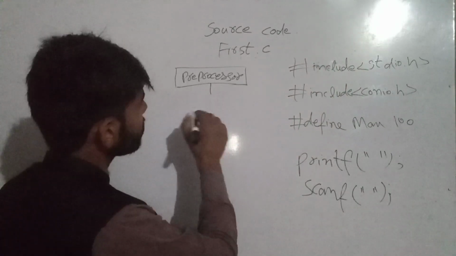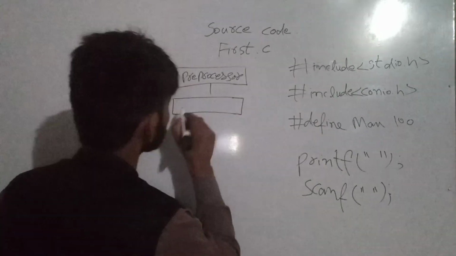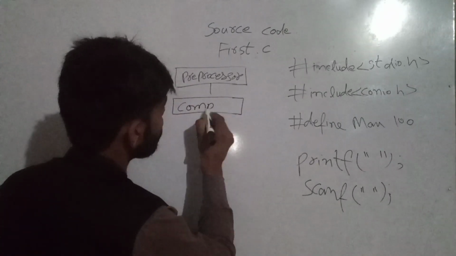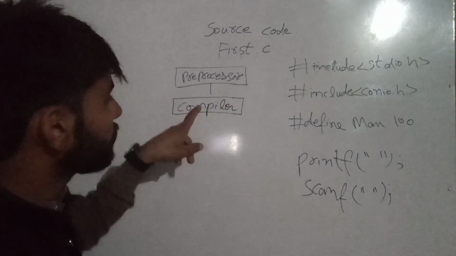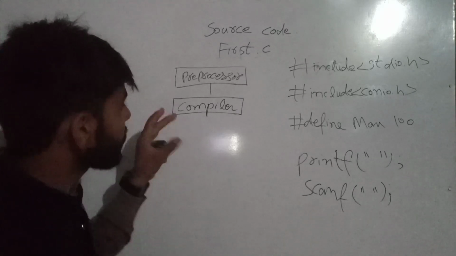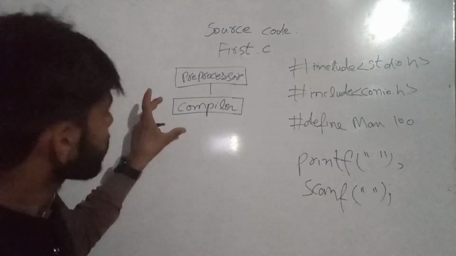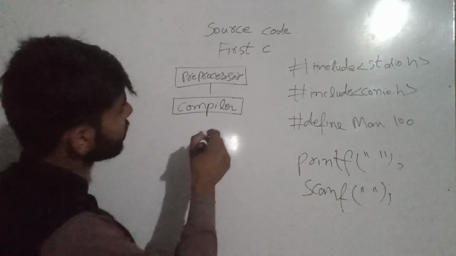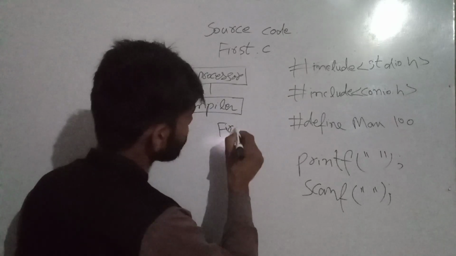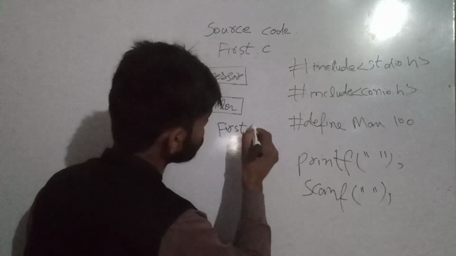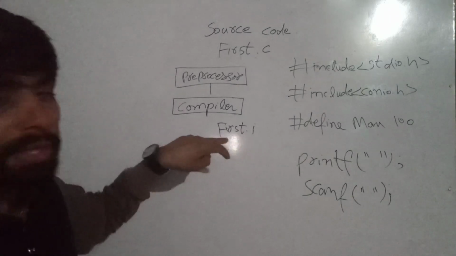And next, after that, the execution of the compiler starts. What does the compiler do? The compiler compiles the program. If there is no error, then the compiler compiles the program and converts first.c into first.i, where i means intermediate.